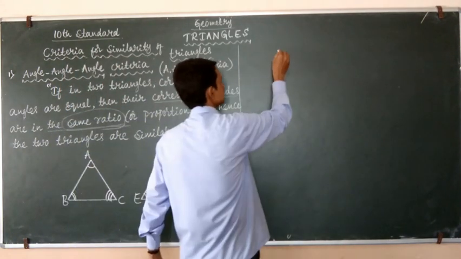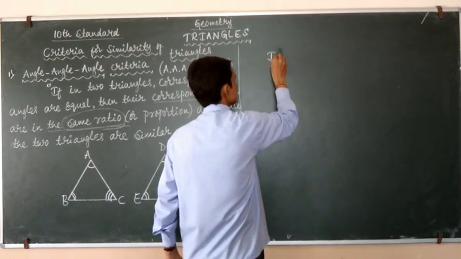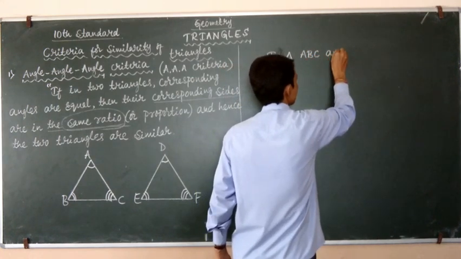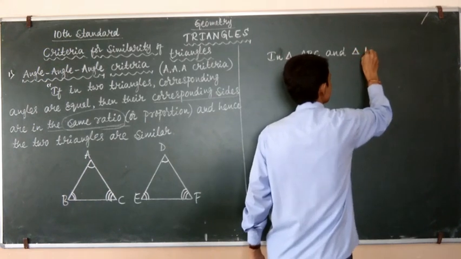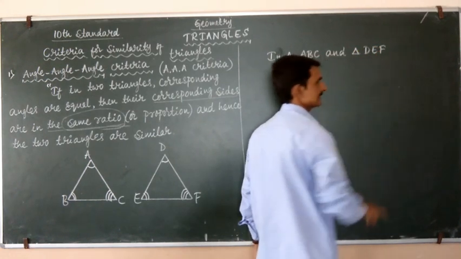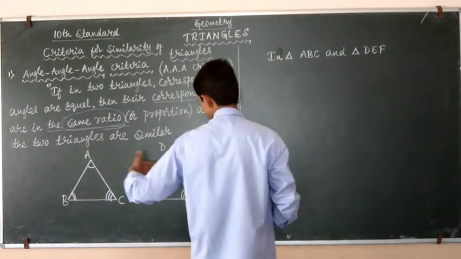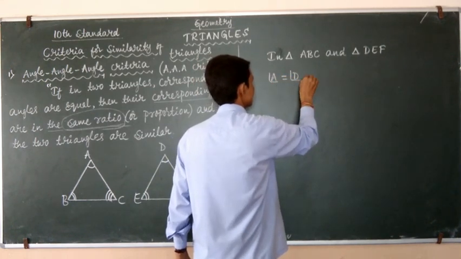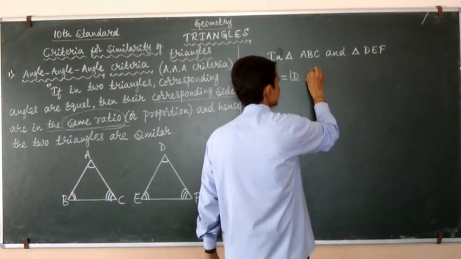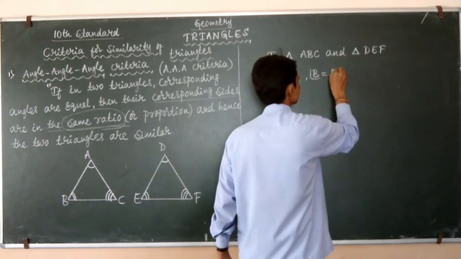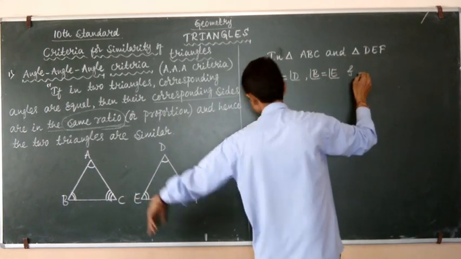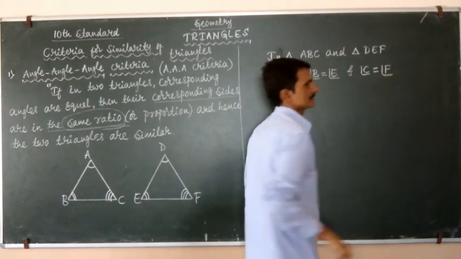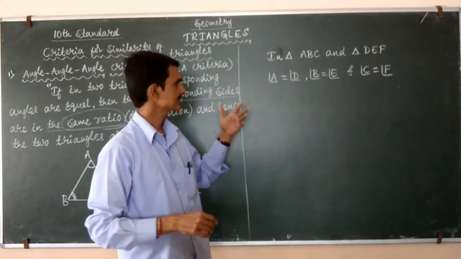So we will write, in triangle ABC and in another triangle DEF, the corresponding angles. Angle A is equal to angle D. Angle B is equal to angle E, and angle C is equal to angle F. The corresponding angles are equal.